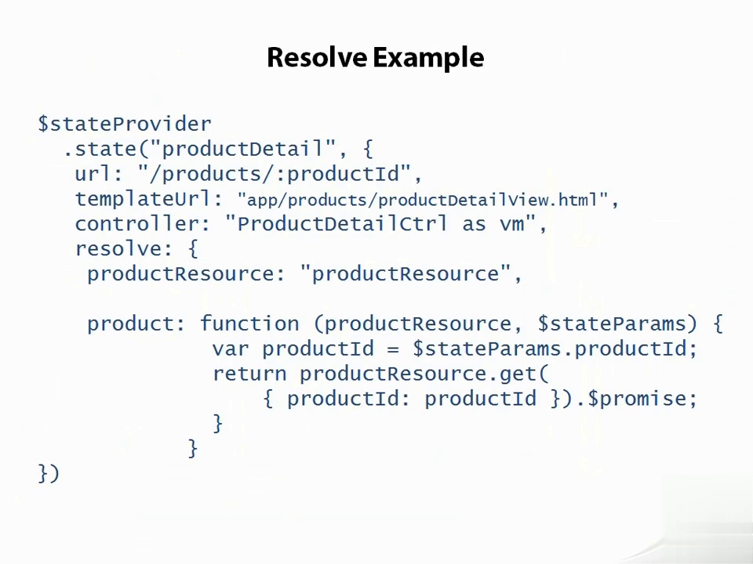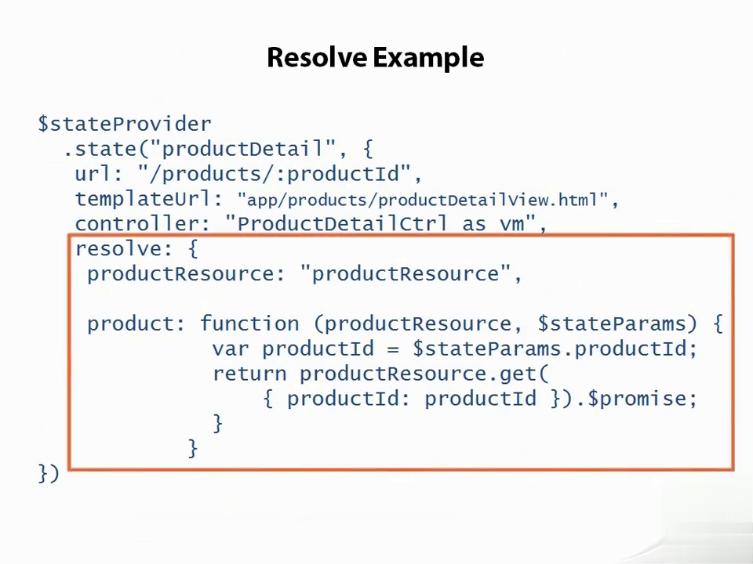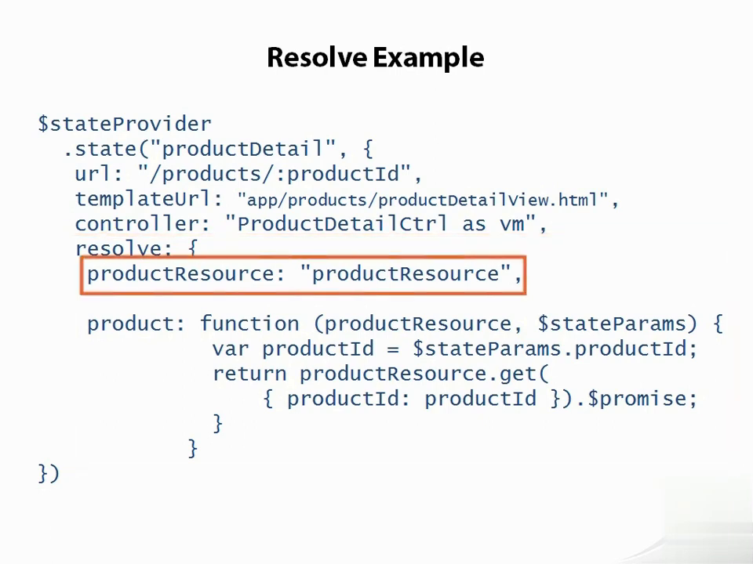Here is code that uses the resolve property to retrieve the data for the product detail view. Resolve is a property of the state configuration object. Resolve is defined with an object literal comprised of key-value pairs. The first key-value pair defines a dependency on the product resource service. As we just saw, the product resource service is the service that provides the data for the application. We built this earlier in the course. We are going to use that service to load the data for the detail page.